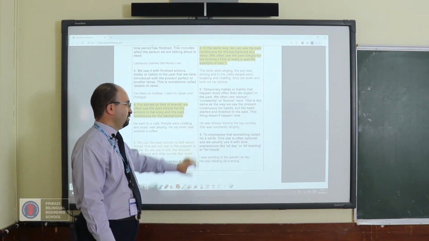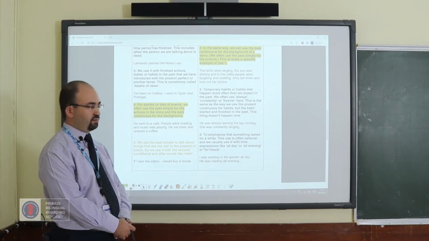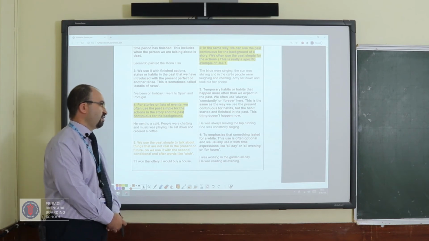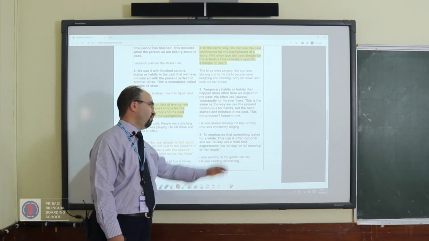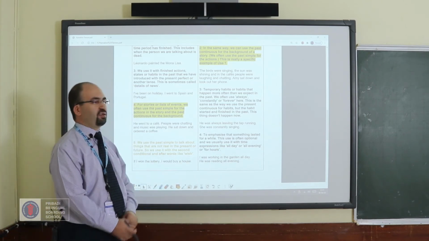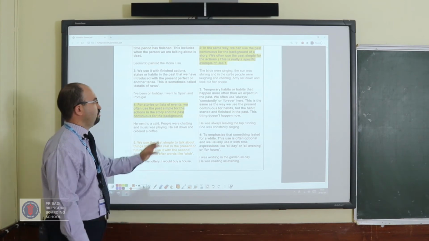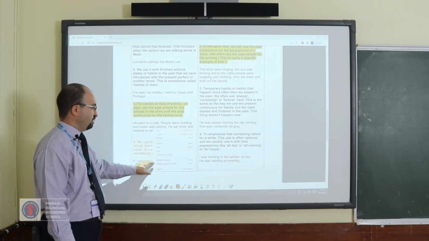And the last one, to emphasize that something lasted for a while. How? I was working in the garden all day. This is important. We use all day, all evening, for hours, for many hours. He was reading all evening. This is the use of past simple and past continuous tenses.